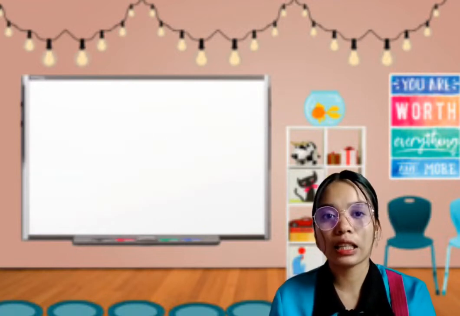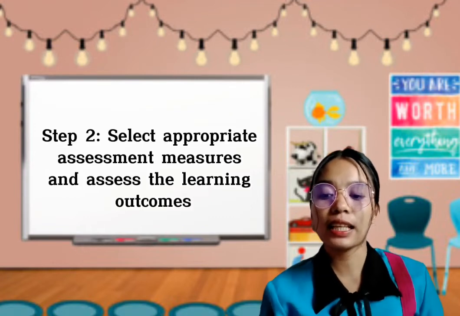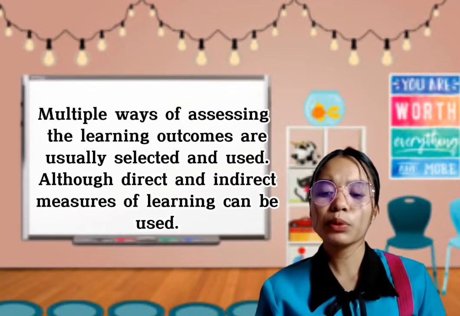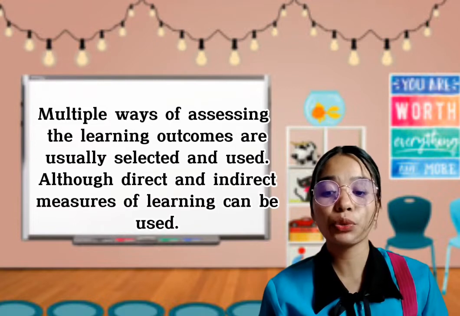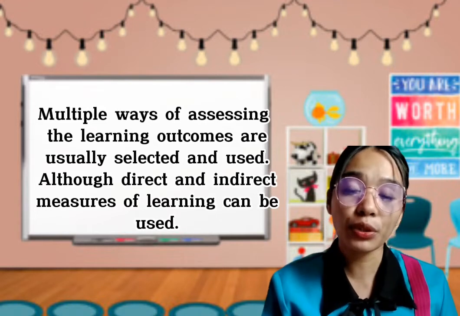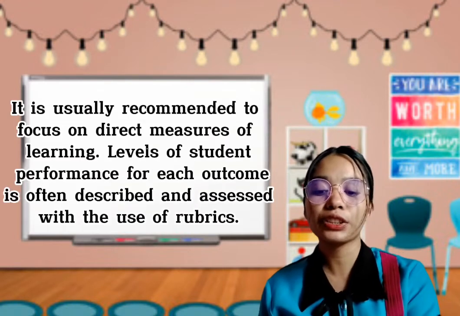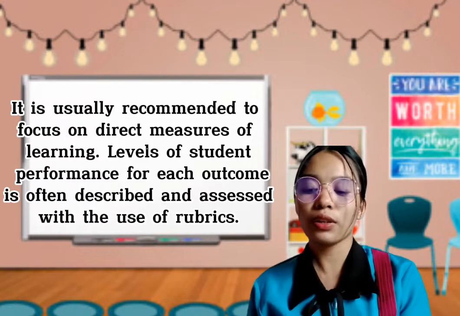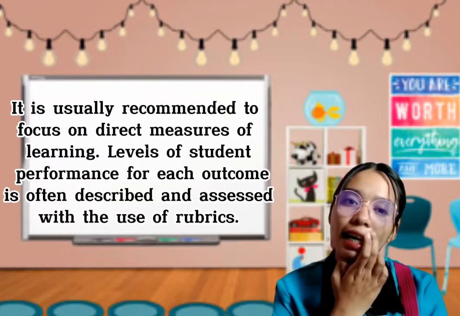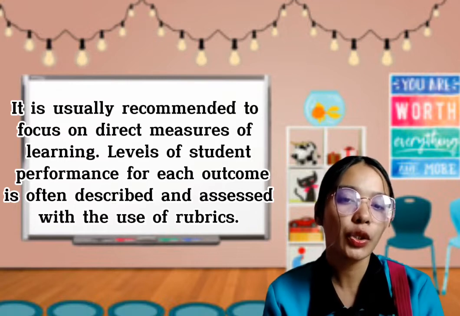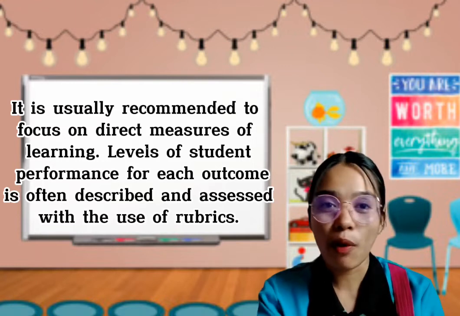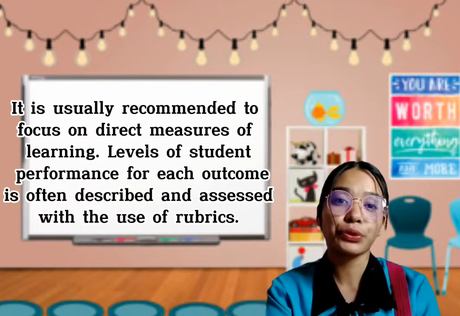in taking the assessment. So the second step is select appropriate assessment measures and assess the learning outcomes. Multiple ways of assessing the learning outcomes are usually selected and used. Although direct and indirect measures of learning can be used, it is usually recommended to focus on direct measures of learning. So in this step, select appropriate assessment. So you are a teacher, so you must select the most appropriate assessment or the most appropriate discussion that you will include in that assessment, so that you have good learning outcomes from your students.